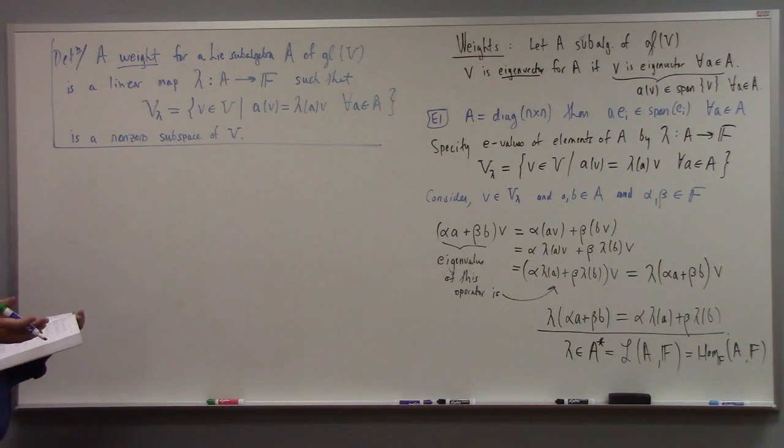The vector space V lambda is the weight space associated to the weight lambda. Thus, V lambda is non-zero if and only if V contains a common eigenvector for the elements of A, and the eigenvalues of the elements of A are given by the function lambda. All right.